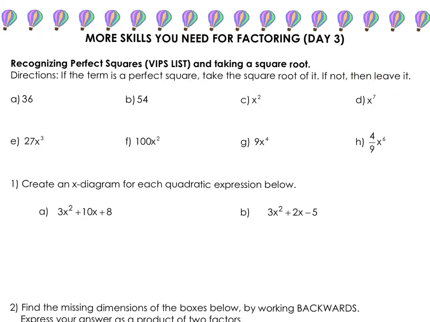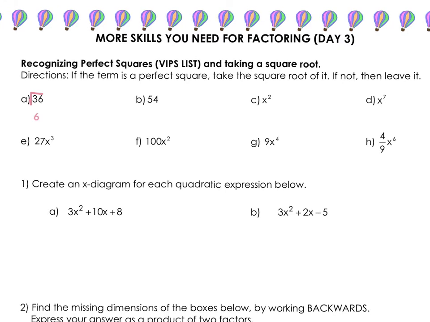So I'm going to do a few examples, and then you're going to finish them up in class when we come together tomorrow. So I'll do the first row here. So the square root of 36, is 36 a perfect square? Yes, it is, because it's on the VIPS list. So when I take the square root of 36, I get 6.